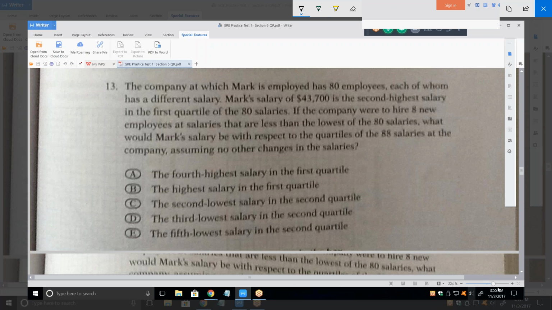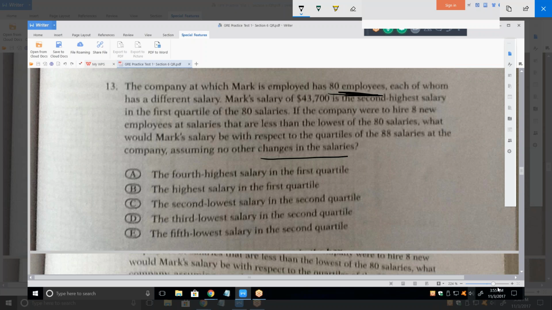No, it's the first quarter of the employees. Oh, right. In other words, it's the first 20 employees. We have 80 employees, all with a different salary. Mark's salary is the second highest of the lowest 20.